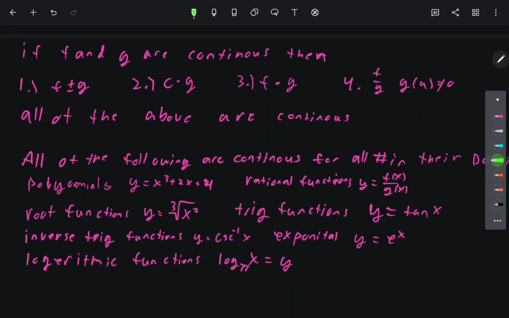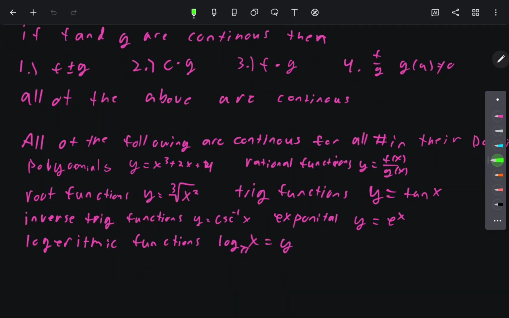Alright, my next question, and we're already halfway through this. Jeez, I am blowing through this. Alright, continuing on. We have 4 properties of continuous functions. If f and g are both continuous, then f plus or minus g, c times g, where c is just a constant, f times g, and f divided by g, as long as g of a is not equal to 0, are all continuous functions that can be composed of those.